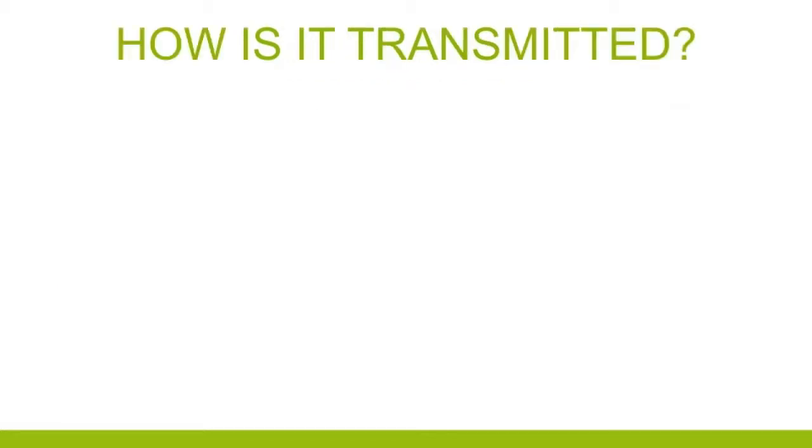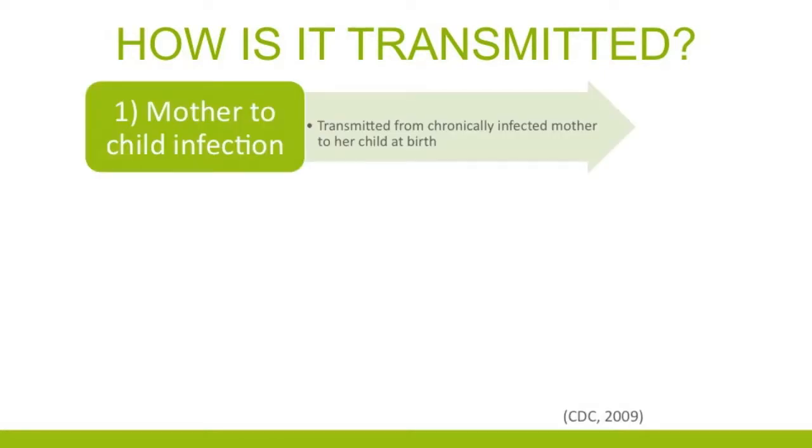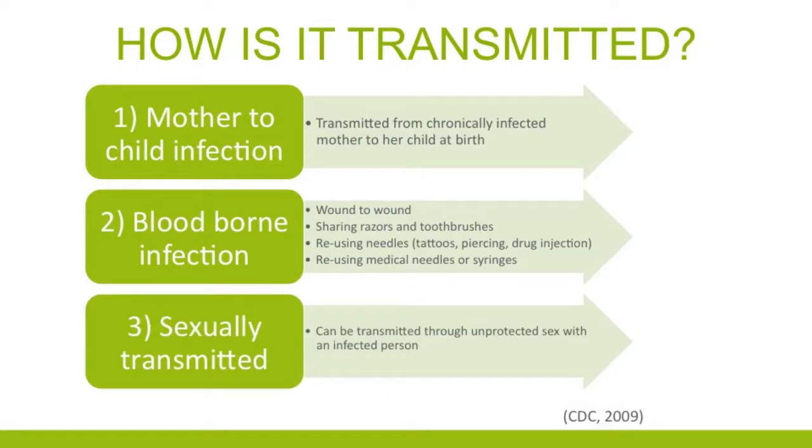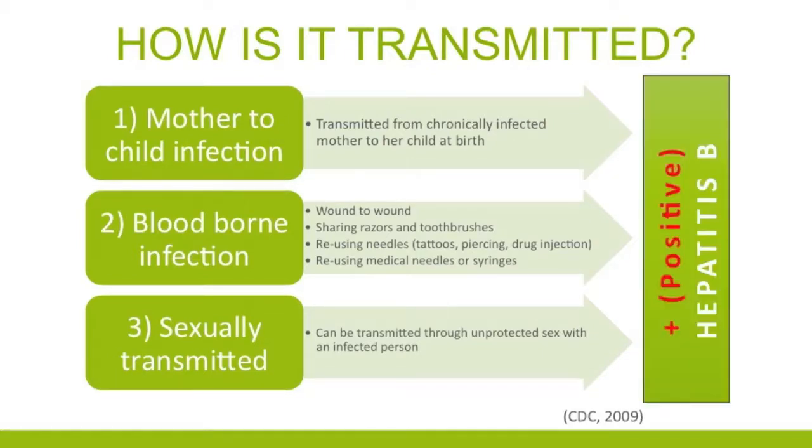Hepatitis B can be transmitted in 3 different ways. First, from mother to child during birth. Second, through blood, such as wound to wound, sharing razors and toothbrushes, as well as reusing needles. And third, through unprotected sex with an infected person. Any one of these 3 methods can transmit hepatitis B.